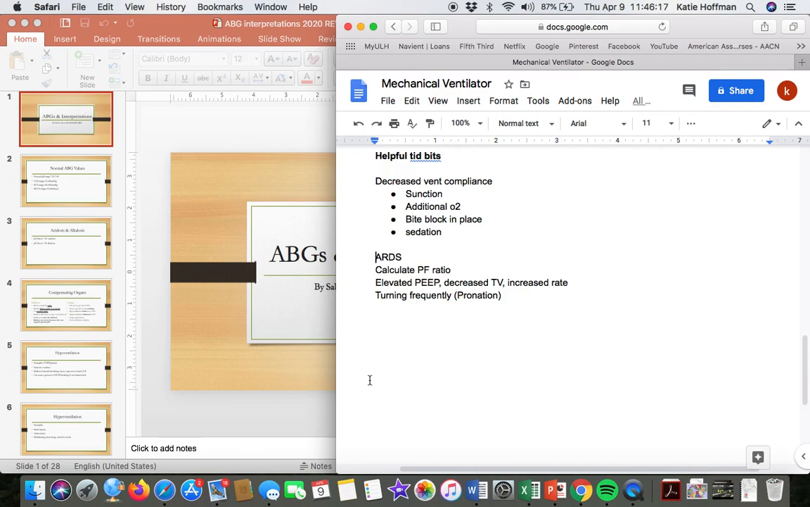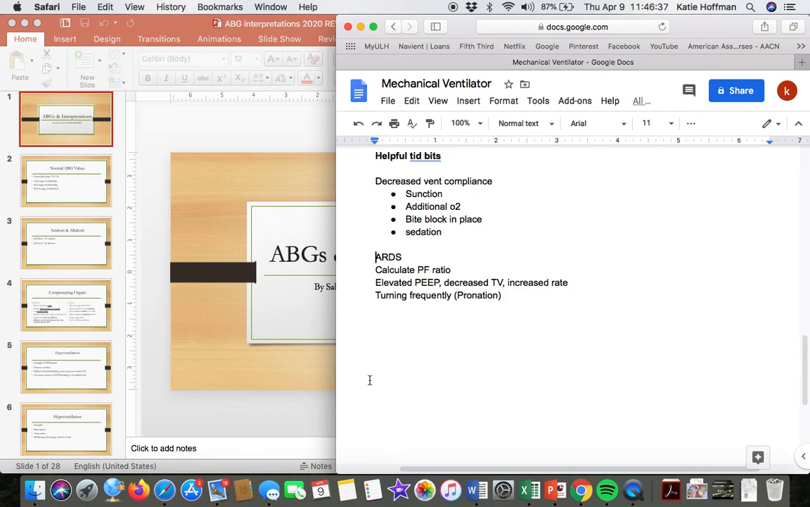Again, their lungs are so stiff and non-compliant. If you're hitting them with a huge tidal volume, it's not going to benefit them. So you need to pop open those alveoli, decrease their tidal volume, and increase their rate. If we're not giving them as big of breaths, we want them to breathe a little more frequently to make sure that they're partaking in appropriate oxygen exchange.